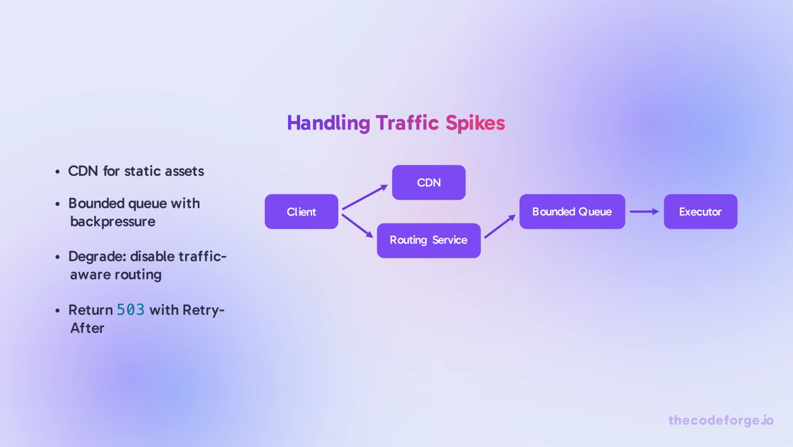During major events, traffic queries spike 100x. The system uses a content delivery network for static assets and a bounded queue with backpressure for routing. If the queue is full, new requests are rejected with HTTP 503, and the client retries with exponential backoff.